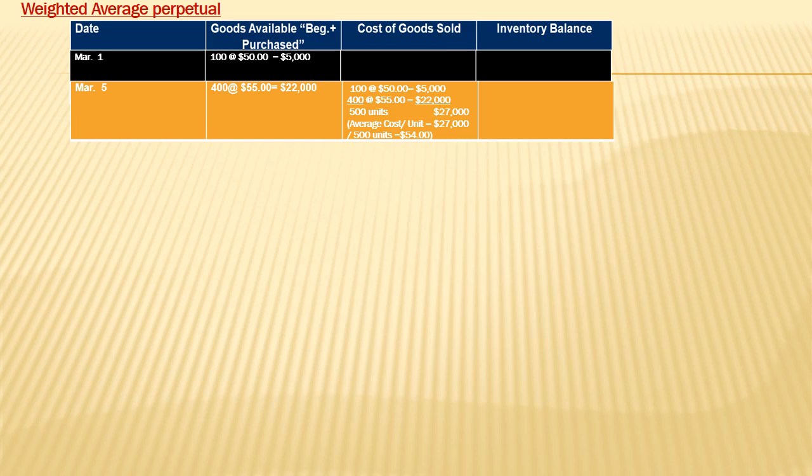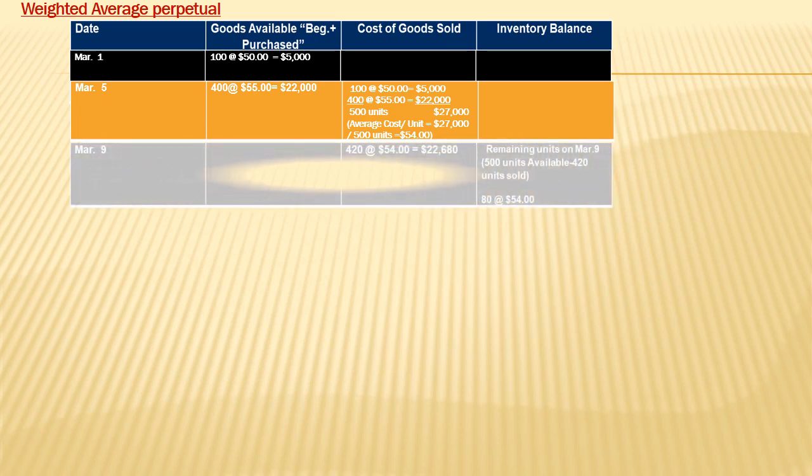This number, the average cost per unit of $54, is the number that I'm going to use on March 9th, the day of sale, in order to calculate the cost of goods sold and cost of ending inventory. Here, 420 units were sold on March 9. I'm going to multiply by the average cost per unit I've just computed, $54. For the remaining units on March 9, I had 500 units, of which I sold 420, so the remaining will be 500 minus 420, 80 units at a cost of $54.